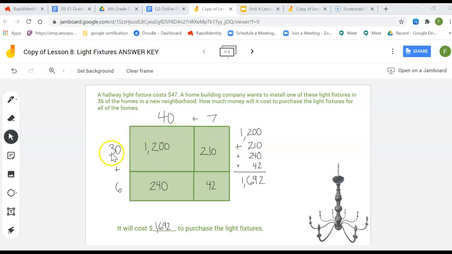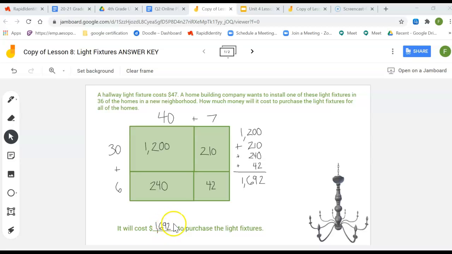And then you have 30 times 7, same thing. 7 times 3 is 21. There's only 1 zero that I'm dealing with, so you put that zero here. And of course, down here in this rectangle, 40 times 6 is 240. 7 times 6 is 42. And all of those partial products are over here. Added them together, you get 1,692. And that's going to be the cost.